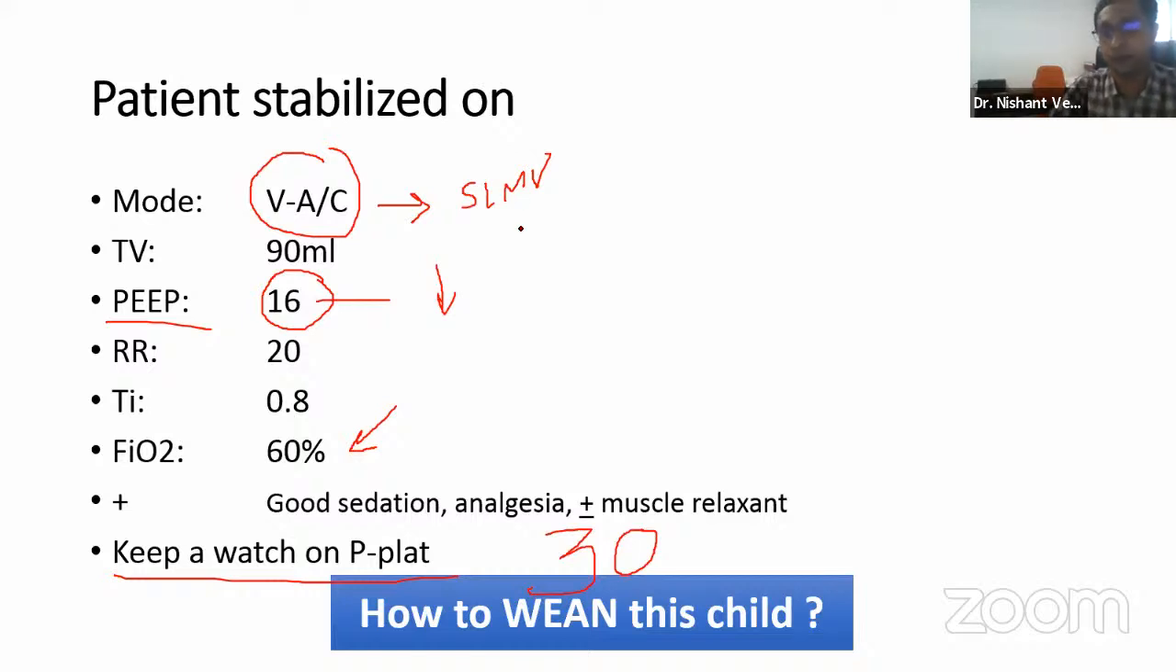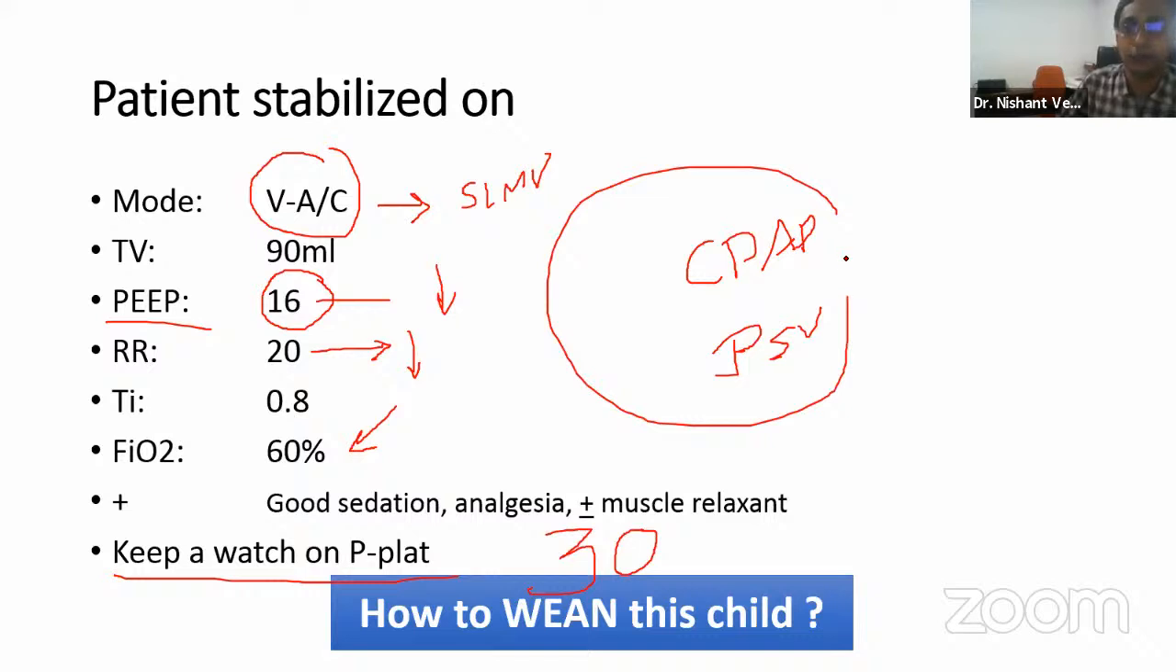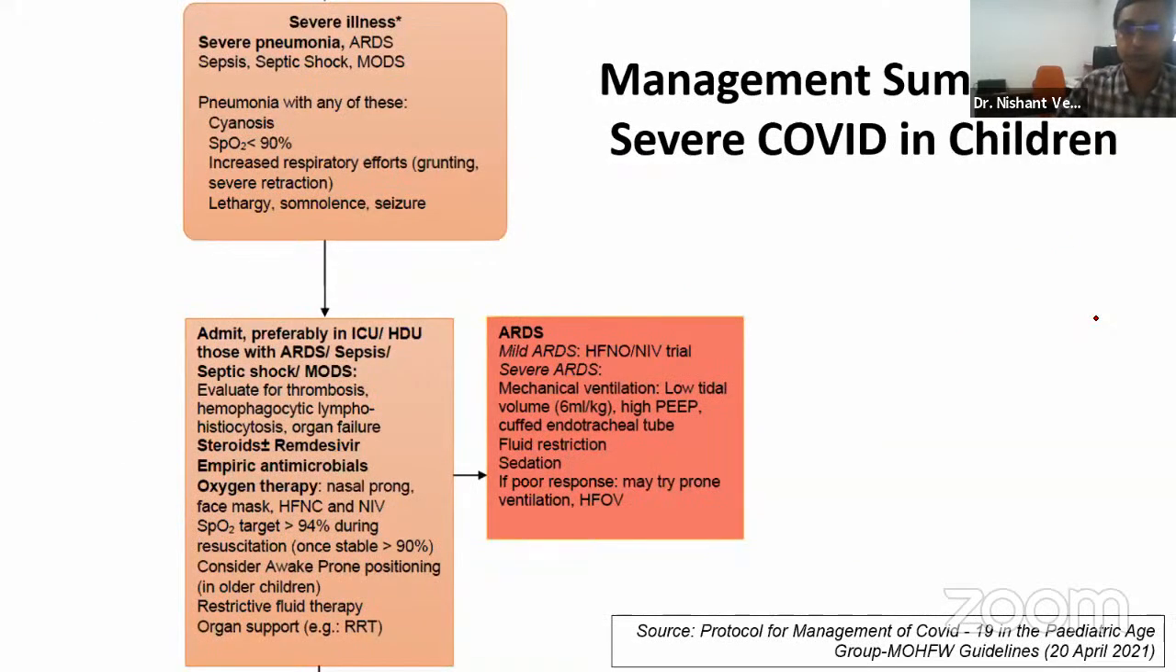SIMV allows the patient to breathe on her own. When the child shifts to SIMV, then we'll start reducing the rate. We will start reducing the rate from 20 to 18, 16, 12, 10. When the patient starts tolerating this too, then we would move to a spontaneous mode, which is CPAP plus PSV. So CPAP plus PSV is a weaning mode. We'll switch to that mode if the child is tolerating even on this mode. We'll give a spontaneous breathing trial. If the patient passes the spontaneous breathing trial, then we can consider extubation of that child.